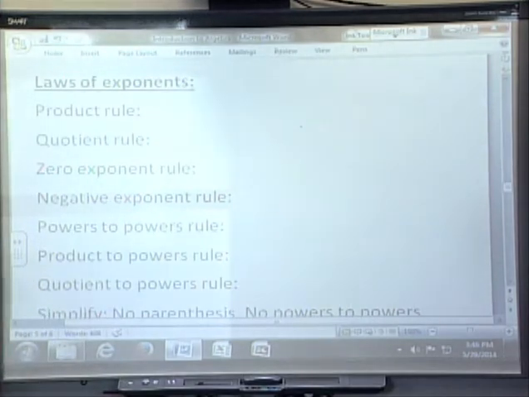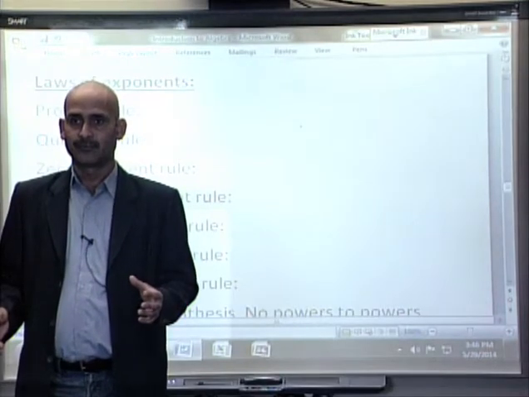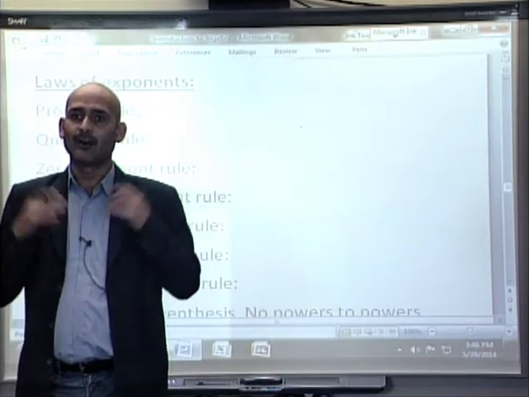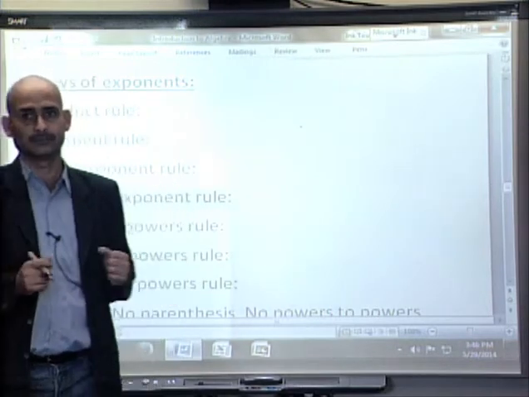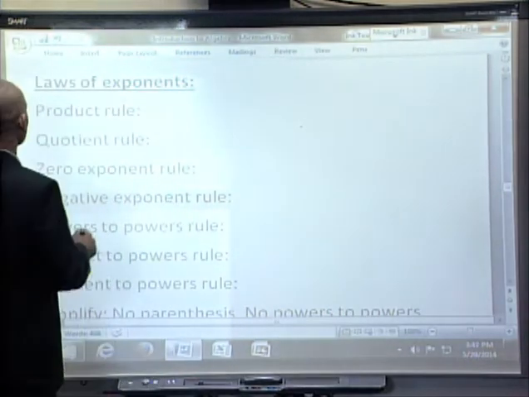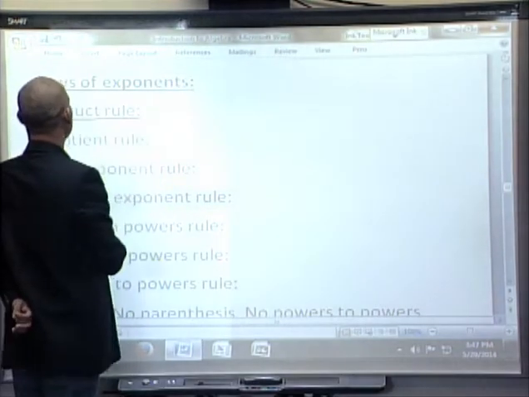Let's look at each of these individually, and we will work on a few examples where we will combine many of these different laws. So the first law of exponent, sometimes we call the product rule.